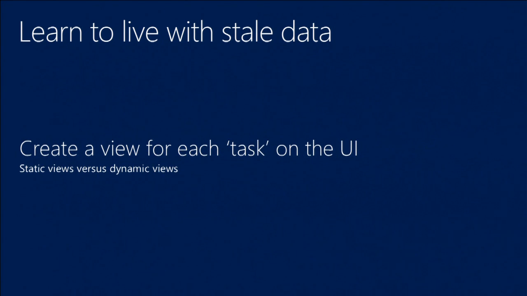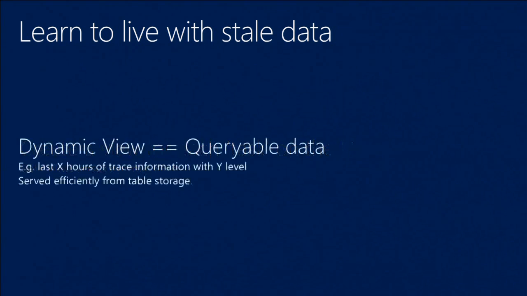When you create a view for each task on your UI, there's going to be two general types of data that you have. I term it static and dynamic. Okay? And here's what we did. For dynamic view data, this is essentially our queryable data. We actually use table storage. Turns out table storage is perfect for this.